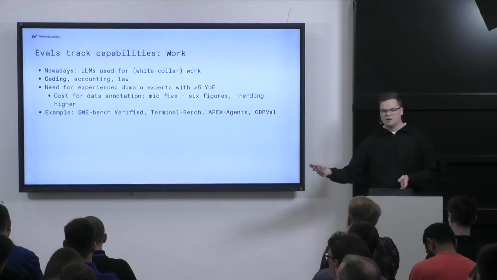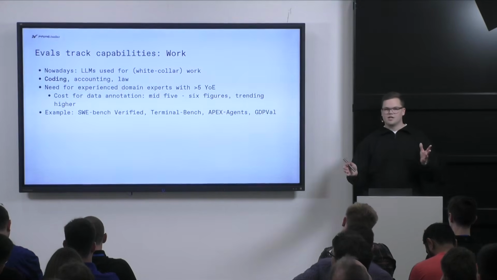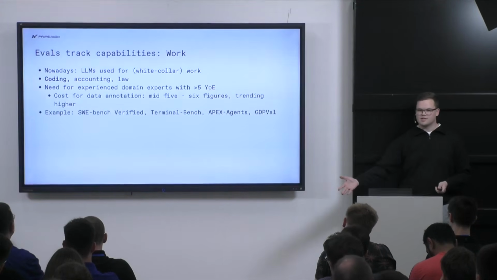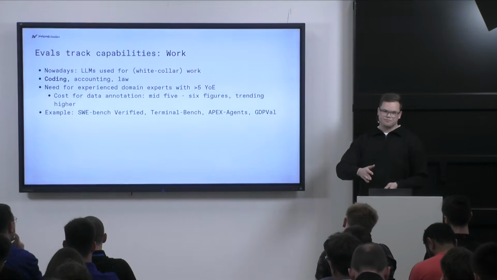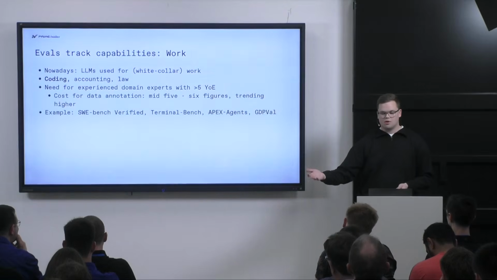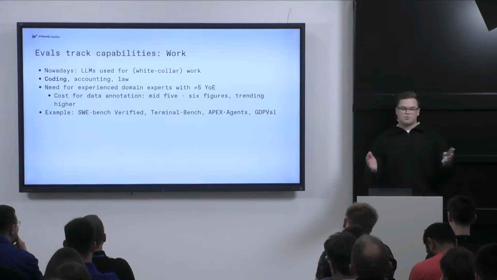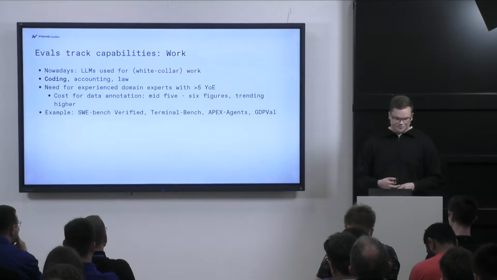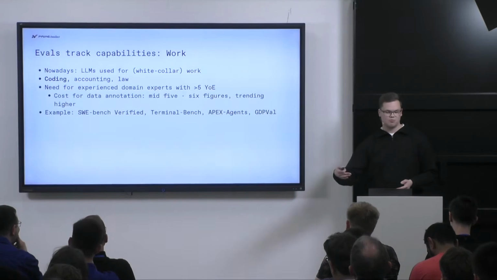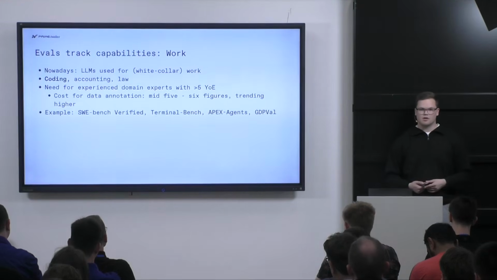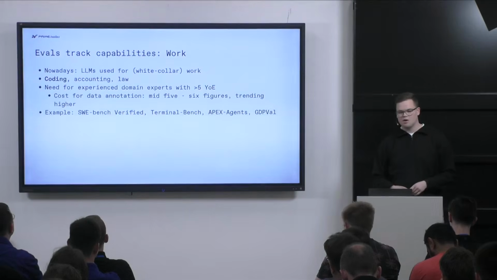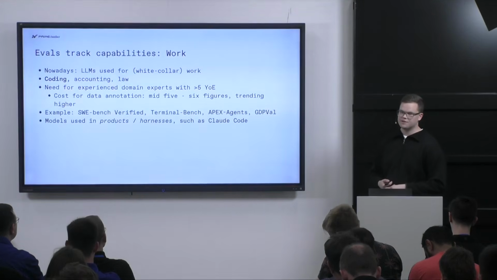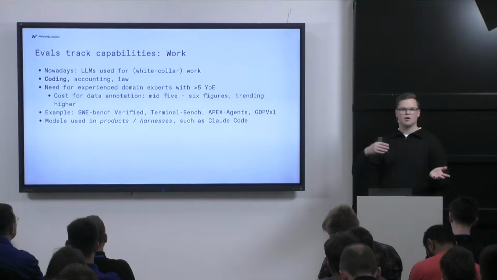Or we have things like Apex agents and GDP-eval, which are broader for white-collar work, where the models have to create presentations to mimic consulting. They have to create defenses for legal work. They have to create spreadsheets and multi-sheet spreadsheets to calculate accounting. And all these things are more and more closely resembling the real work of us humans and of us white-collar workers.